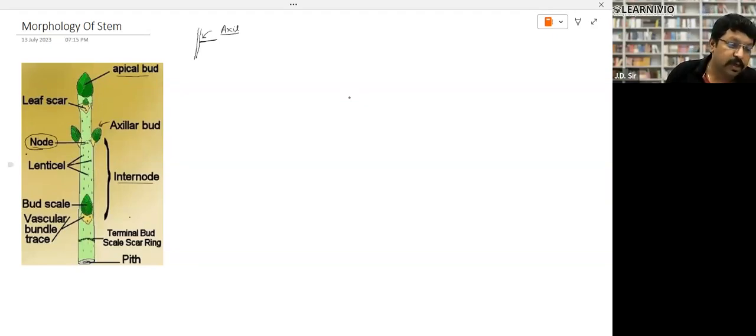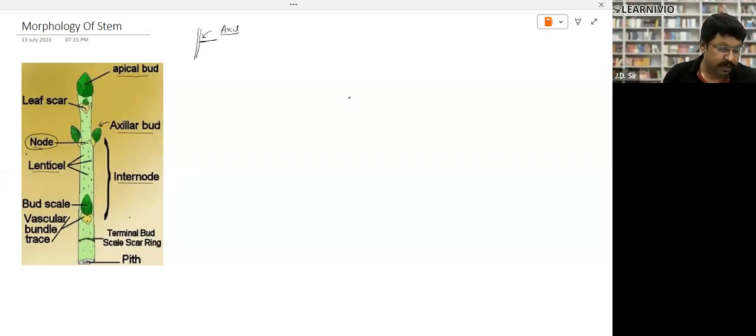Node, internode. There are some pores for respiration, which are continuously, permanently open. They are called lenticels. I will again discuss these lenticels when I tell you the transportation in the plant part. Inside there are vascular bundles, you need not go into that. So these are the basic terms: apical bud, node, lenticels, axillary bud, and internode. These things you need to remember.